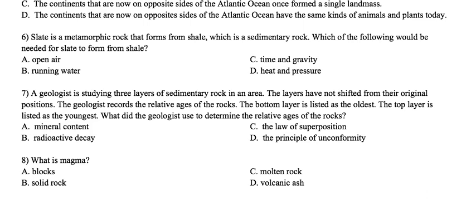What did the geologist use to determine the relative ages of the rock? A. Mineral content. B. Radioactive decay. C. The law of superposition. D. The principle of unconformity. Question 8. What is magma? A. Blocks. B. Solid rock. C. Molten rock. D. Volcanic ash.